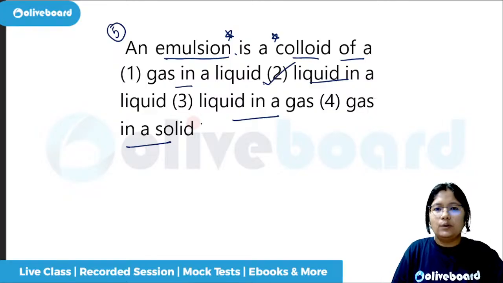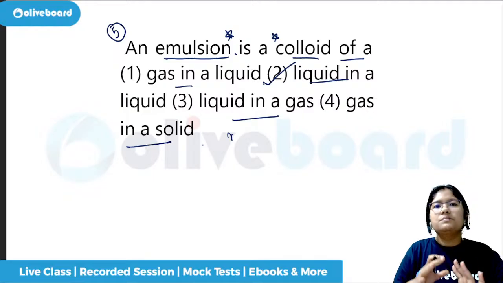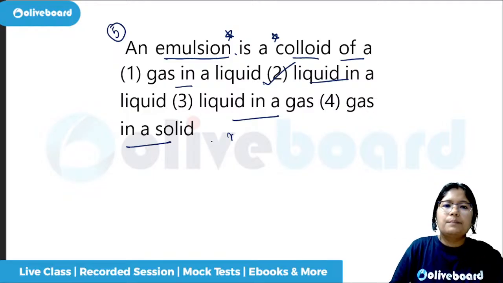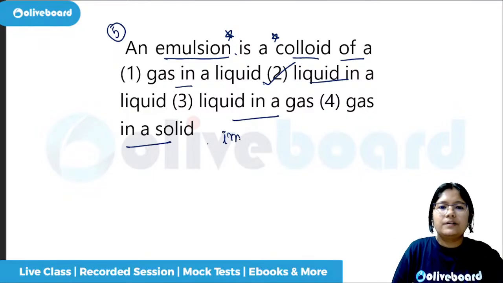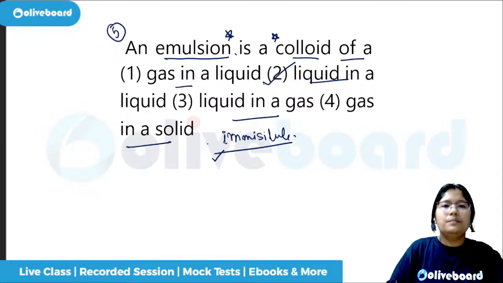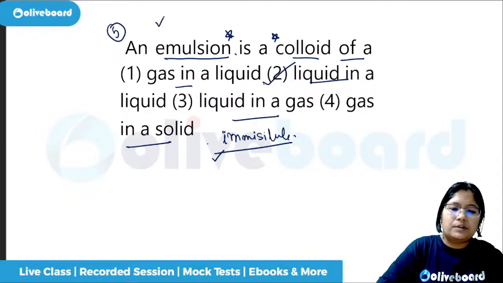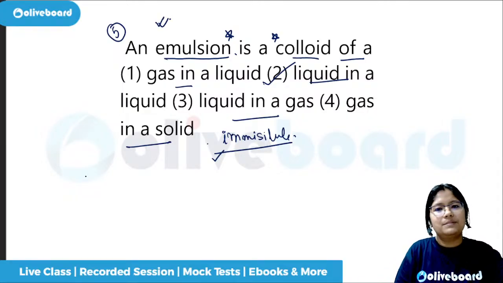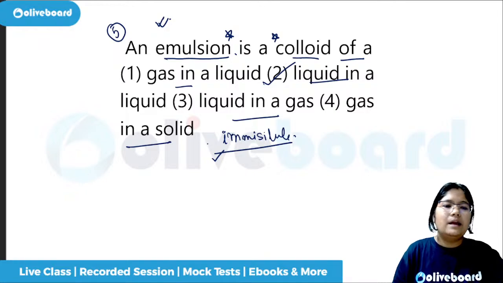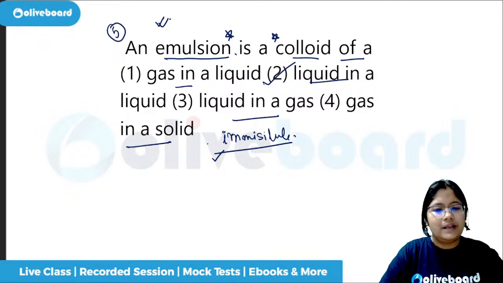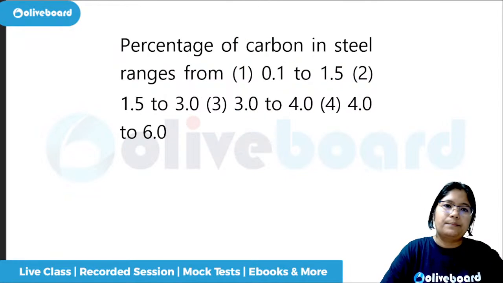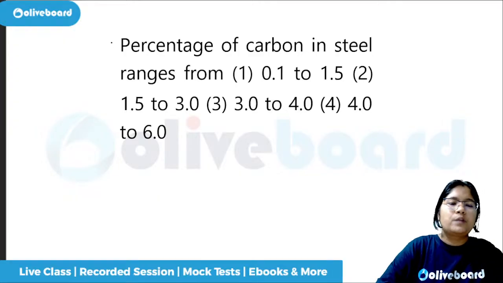Liquid in a liquid. So what happens in case of two liquids? If they are miscible liquids, they will mix. But if they are immiscible, in that case what will happen? It will be called an emulsion. In case of two immiscible liquids, we will call it an emulsion. Yes, oil and water is an example of the same. Immiscible liquids.